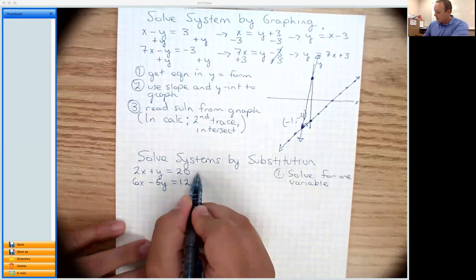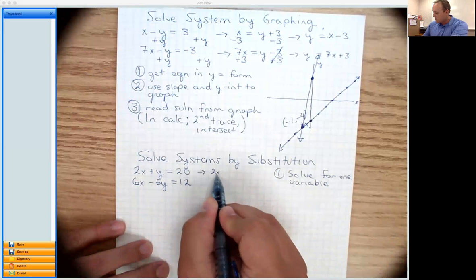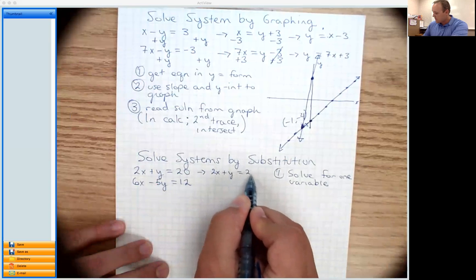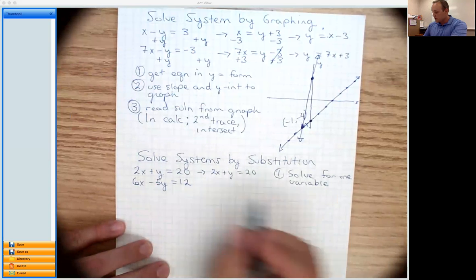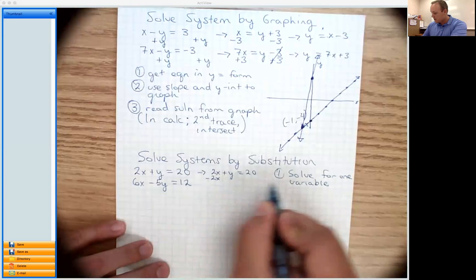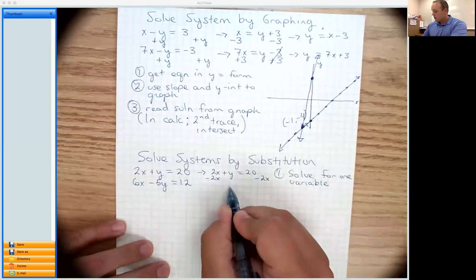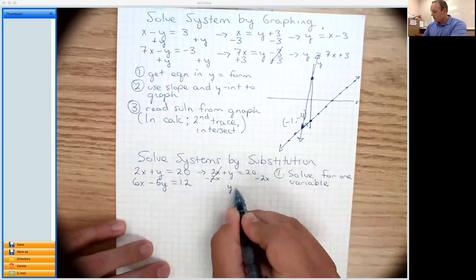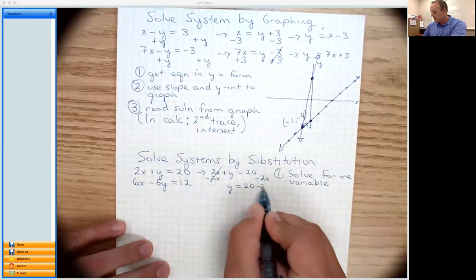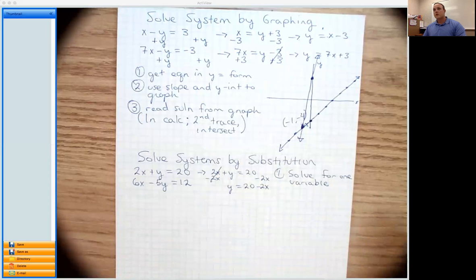So in this top equation, 2x plus y equals 20, as Porter just said, subtract 2x from each side. And y would be 20 minus 2x. All right, so now what do I do?